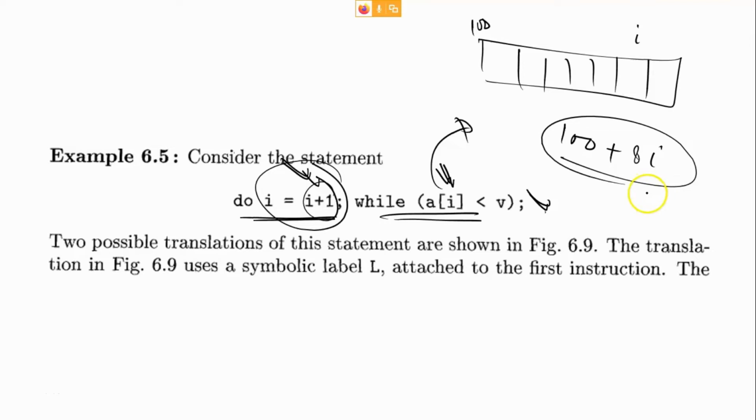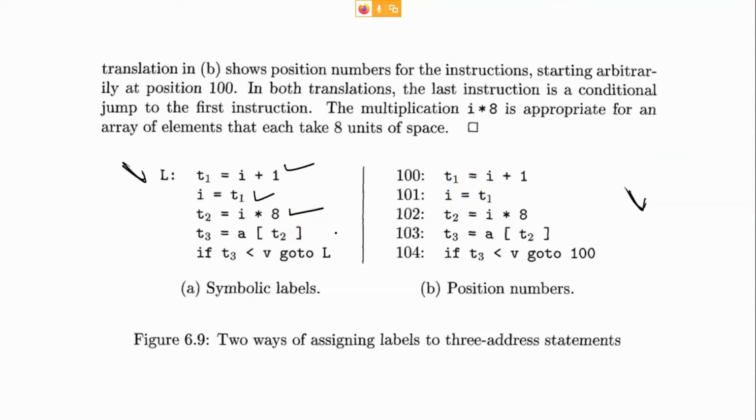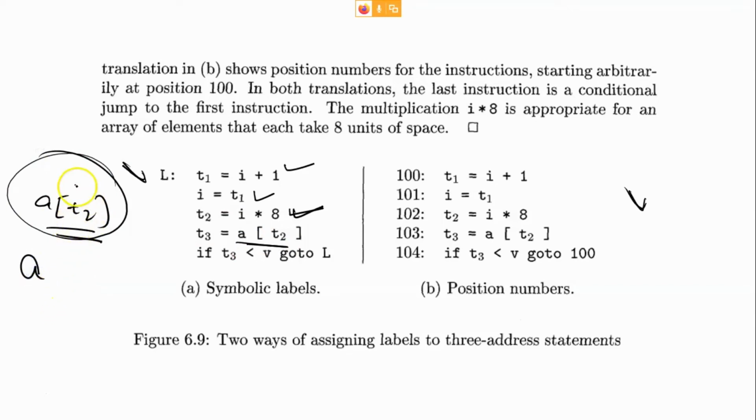Of course, three address code is close to assembly language code. So first you need to calculate 8 into i. Why are we calculating this? Because when we use the instruction a[t2], this instruction is going to mean that this is the base address and this is the displacement. In the index addressing mode, we have a base address and some displacement. So this t2 will work as a displacement.